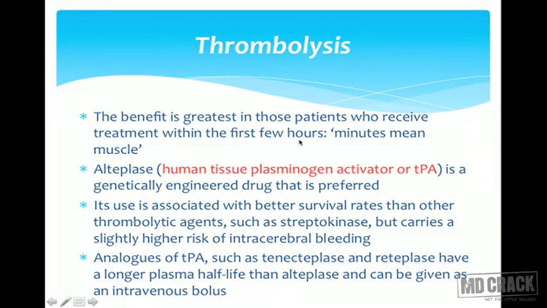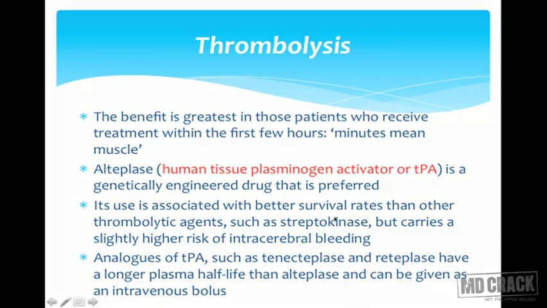Here one point is important, minutes means muscle, right? So it is important to start it as soon as possible. Alteplase, which is a human tissue plasminogen activator or TPA, is a genetically engineered drug which is preferred in this condition.